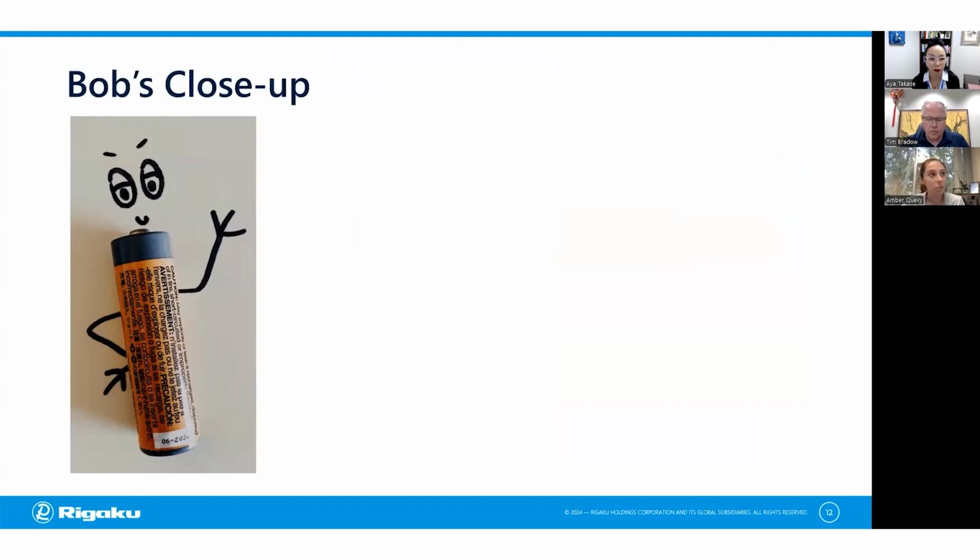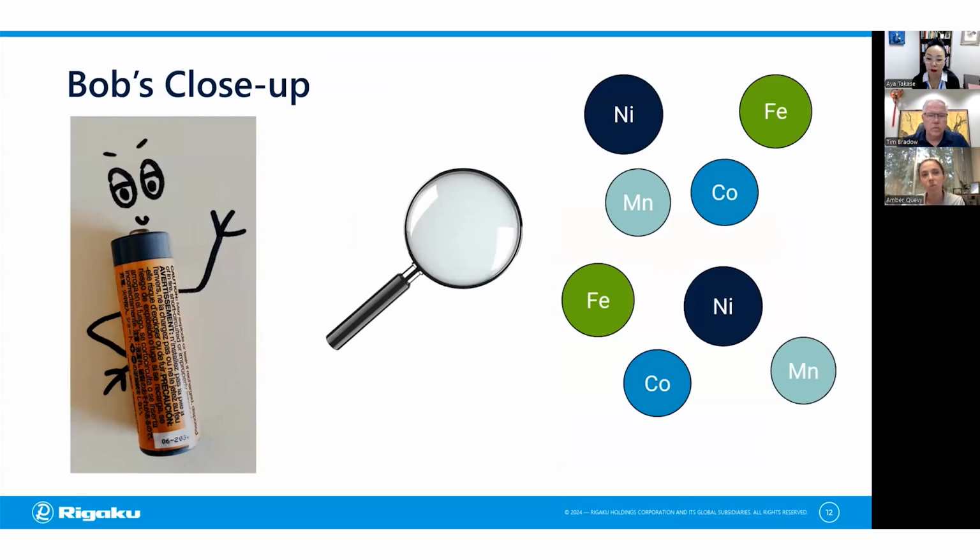For Bob's close-up, if we take a closer look again down at the atomic level, we can see that Bob is comprised of a variety of elements. For this, we're going to simplify it down to nickel, manganese, cobalt, and iron. If you've been attending the various episodes of this series, in XRD, sometimes the structure and organization of elements is important to know. For XRF, however, we're just looking at those basic building blocks and answering the question, what elements make up this material? Or in this case, what makes up Bob?